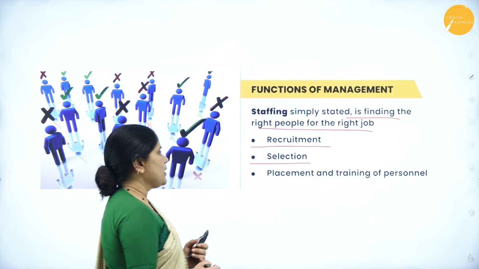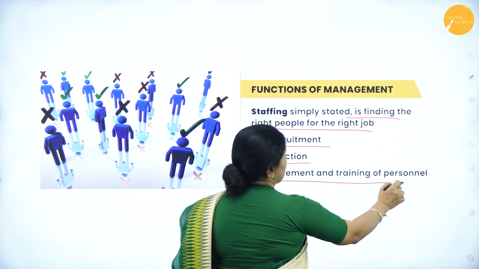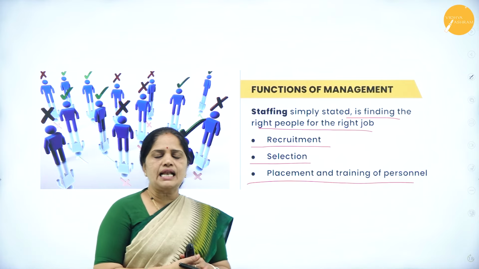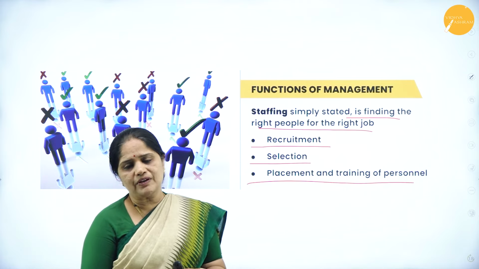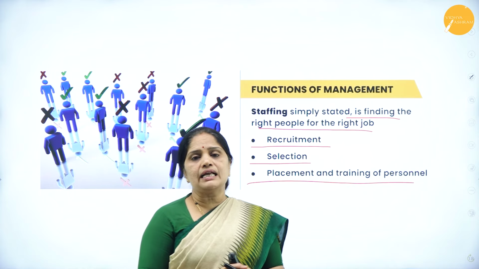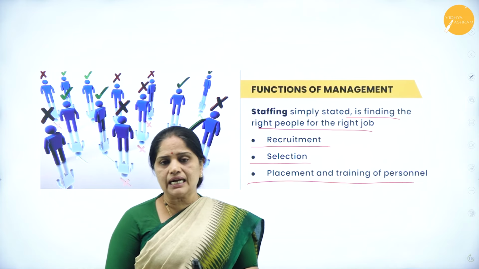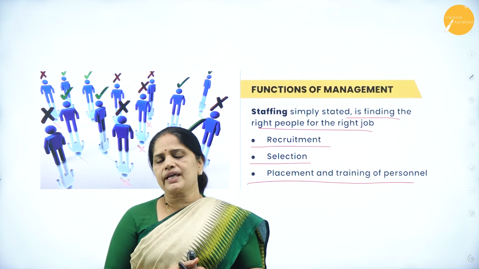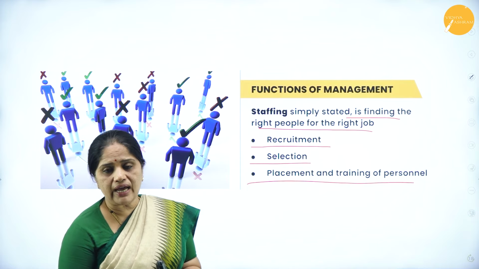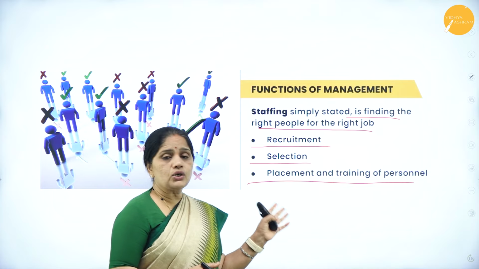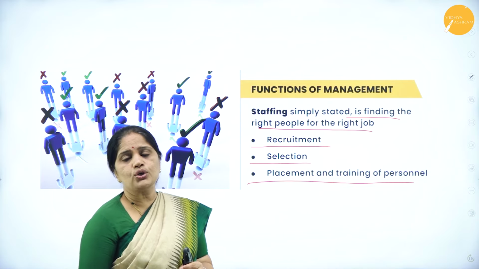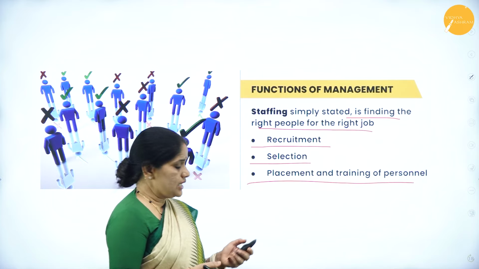Then the next one is placement and training of personnel. Once you have the persons who have been selected for the job, the next step is the placement and training. You have to see that they are properly placed as per the qualification they have, and also ensure that they undergo the training. Proper training should be done so that they don't make any mistakes while doing the job.